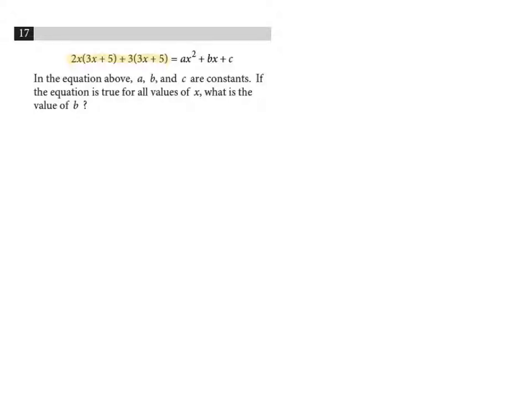So I'm going to distribute that 2x across that first binomial. 2x times 3x is 6x squared. 2x times 5 is 10x. Then I'm going to distribute that 3: 3 times 3x is 9x. And 3 times 5 is 15.